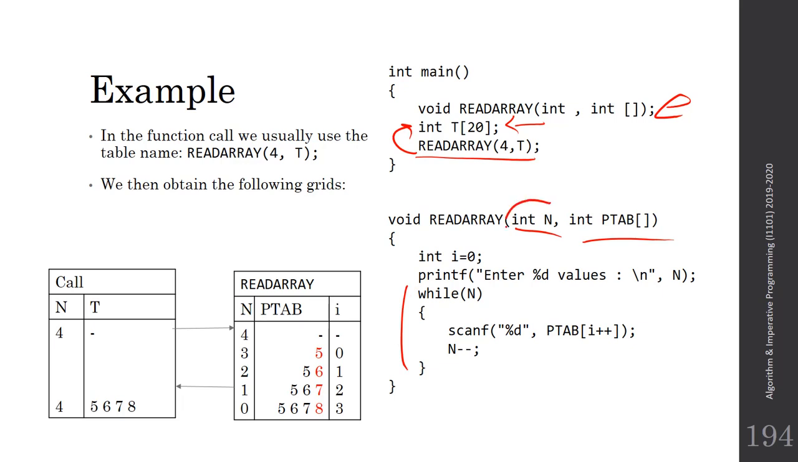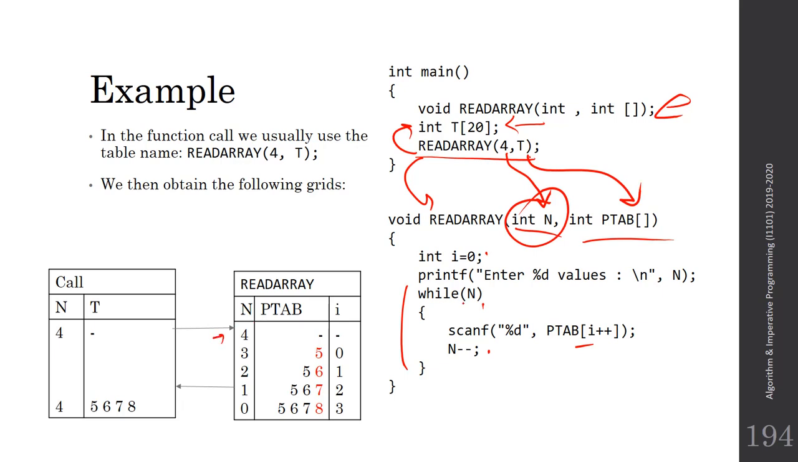So look, I have used n, and n is decremented until we reach 0. We have i for the index of the tab. So let's see how it will work. Here we have 4, so we need to fill just 4 elements. Whenever we call read array, 4 would be in n, and t will point to the tab. So in n I have 4.